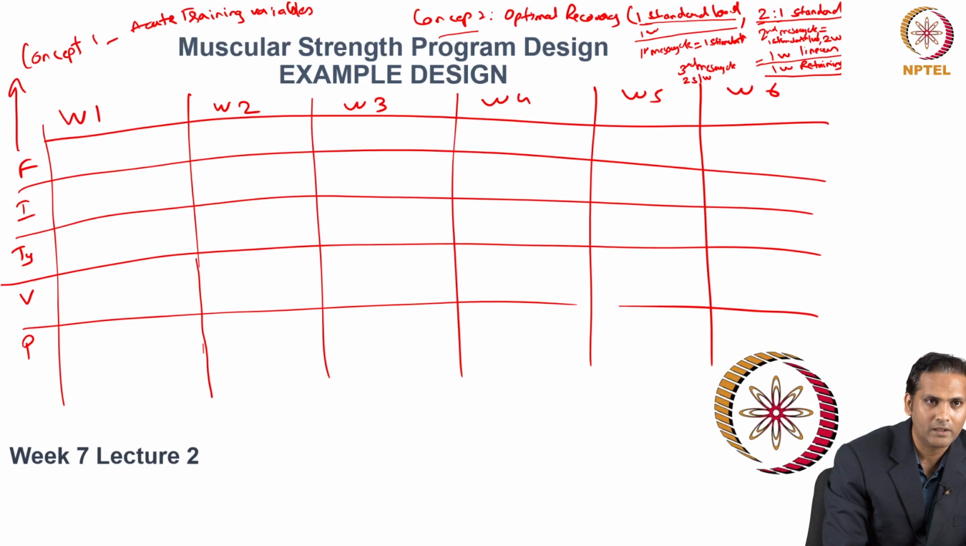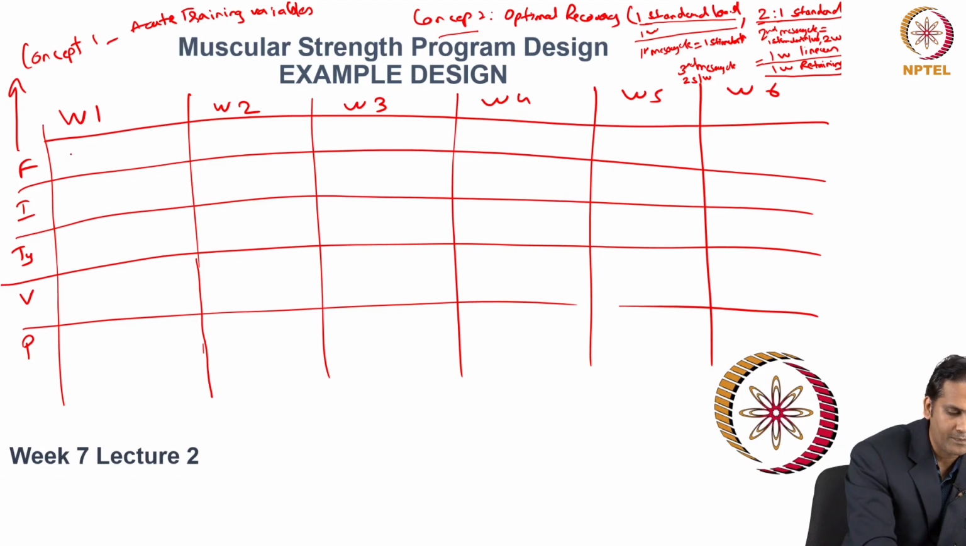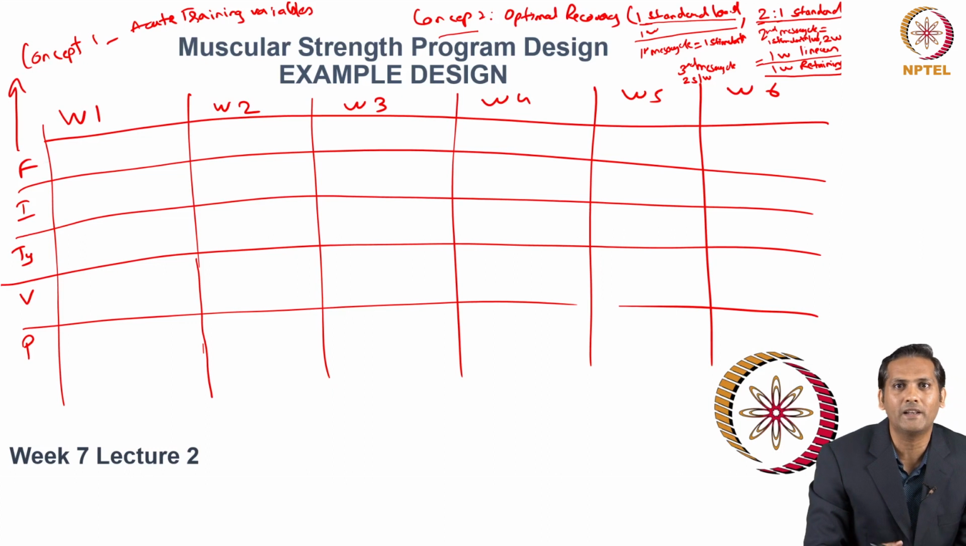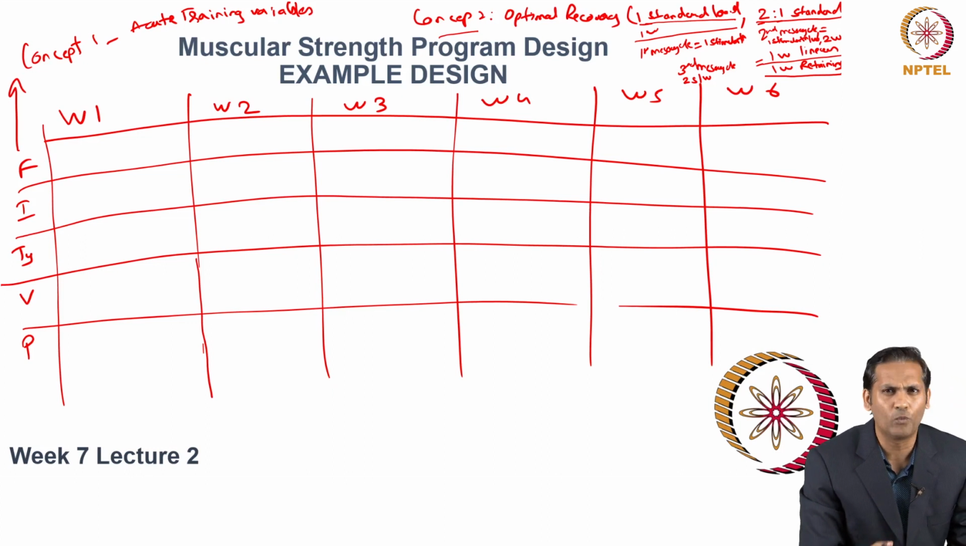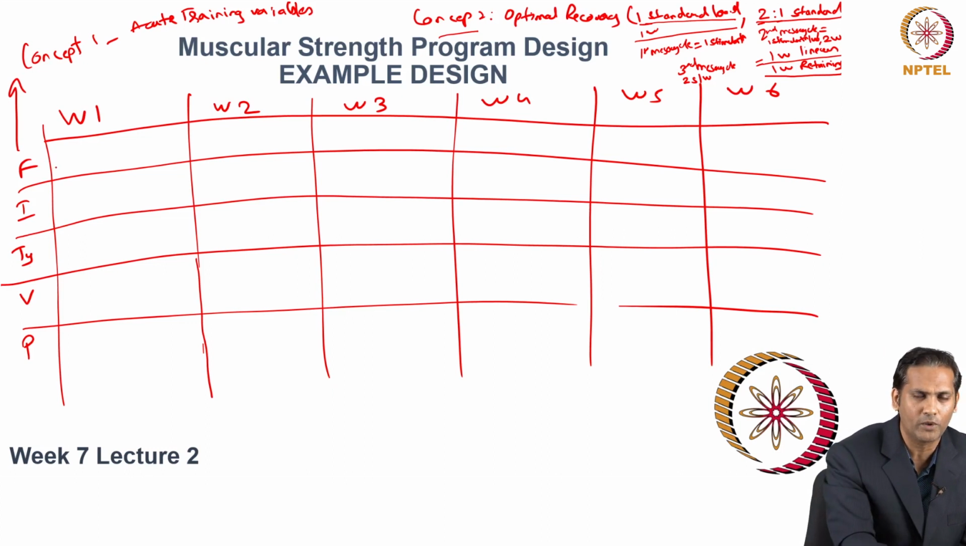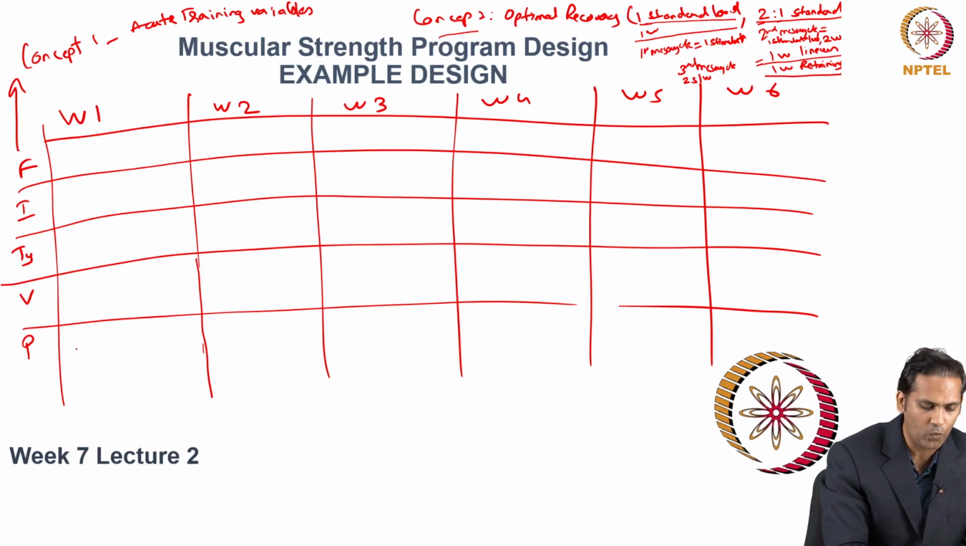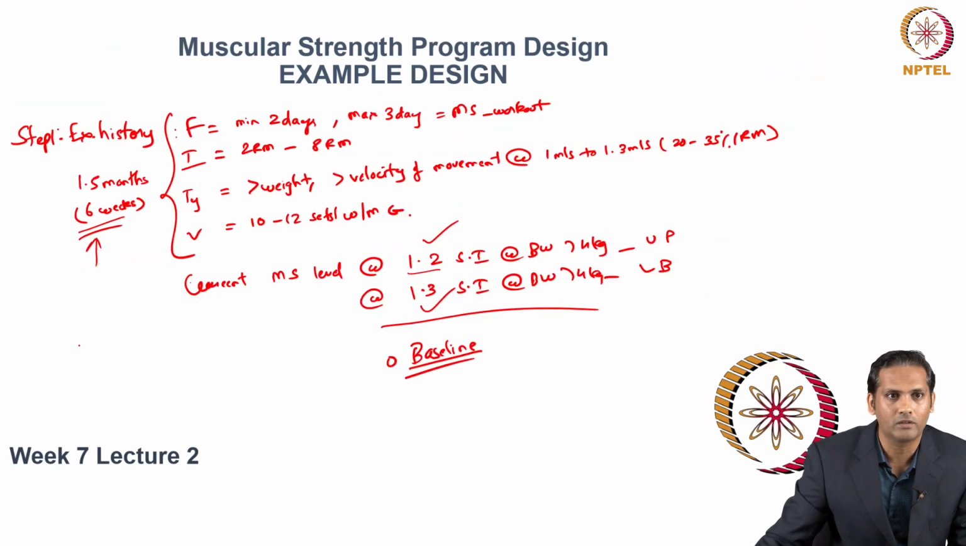So you start by considering the progression that you want to give. The way to fill up the FIDT VP is not going in a sequence of first F, then I, then T, especially when you are an experienced exerciser. Someone who is a beginner, you start directly with frequency. But someone who is an advanced exerciser, you first consider how you are going to give a progression, and that would depend upon your exercise history.